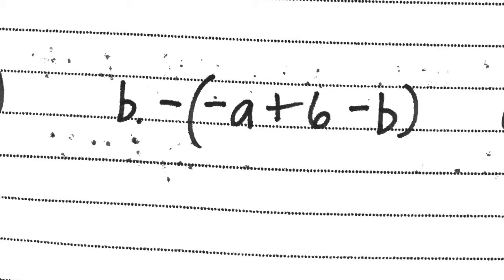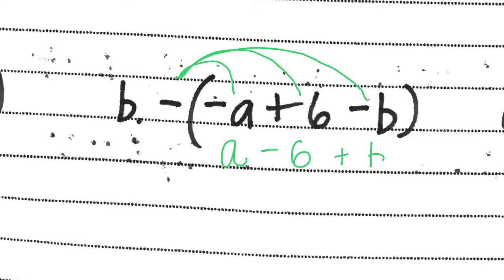Remember this negative, we have to distribute it through all three terms. This is called a trinomial because there's 3 terms. So this will be a positive a, a negative 6, and a positive b.